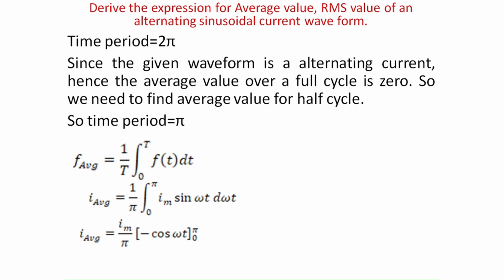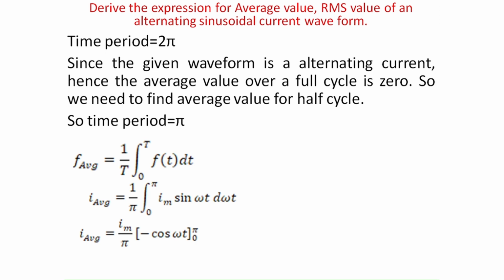Since the given waveform is an alternating waveform, the average value over a full cycle is 0. So we find the average value over a half cycle. The time period to complete the half cycle is pi, therefore the limits are from 0 to pi. I average equals 1 by pi integral 0 to pi of Im sin omega t d omega t.